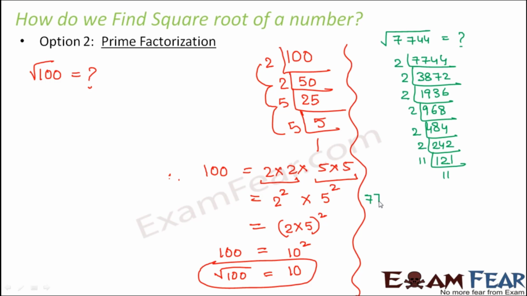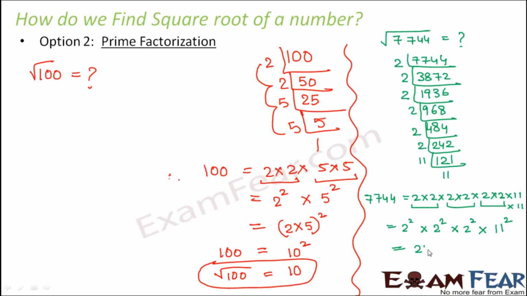So therefore, looking at this, you can say that 7744 is 2 into 2 into 2 into 2 into 2 into 2. So you have 6 times 2 and 2 times 11. Now you make pairs of 2 so that it makes our job easier. A pair of 2 is 2 square. Again, another pair of 2 is a 2 square again. One more pair of 2, 2 square, and then a pair of 11, which is 11 square. So this can be written as 2 into 2 into 2 into 11 whole square.